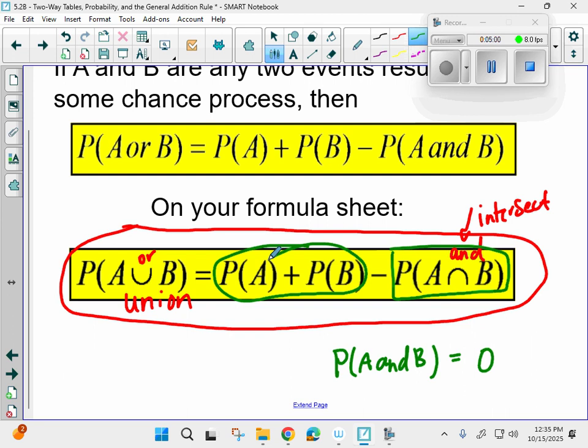But in our last problem, was male and pierced ears mutually exclusive? No. All right, there were males with pierced ears. So it's not mutually exclusive. So you had to subtract the overlap. Otherwise, you double counted it.